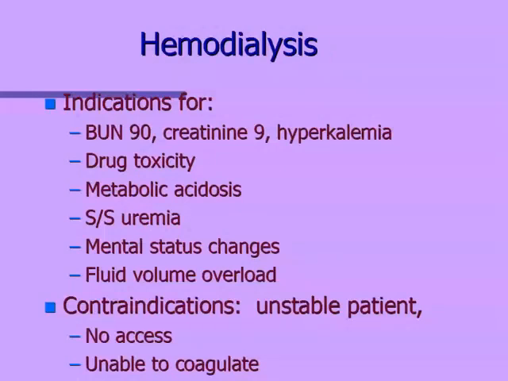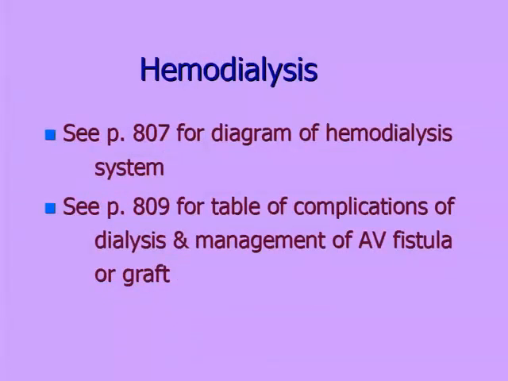Contraindications is if you have a patient who's unstable, has no IV access at all, or you can't anticoagulate, you can't cause them to, their blood doesn't clot, for somebody who has, say, DIC, where the blood does not clot appropriately. Symptoms of uremia might include a GI bleed and pericarditis. Hemodialysis, there's a diagram for it on 807, and on 809 there's a table of complications of dialysis and management of that AV fistula or graft, and you'll want to look at those.